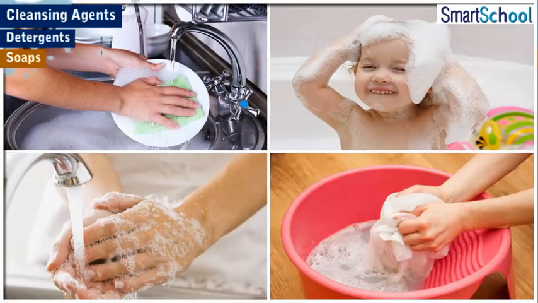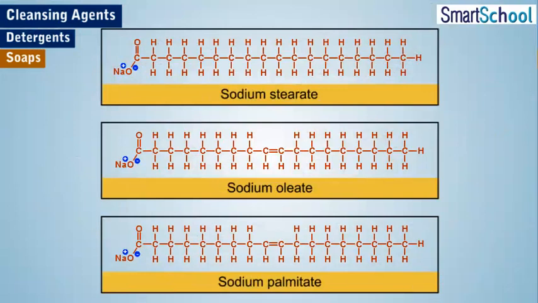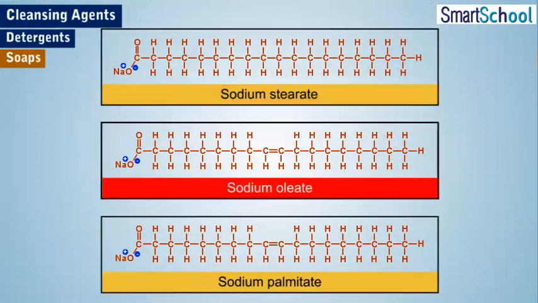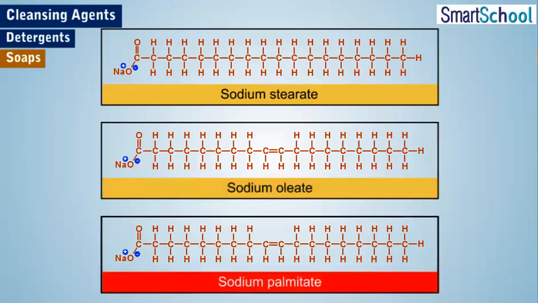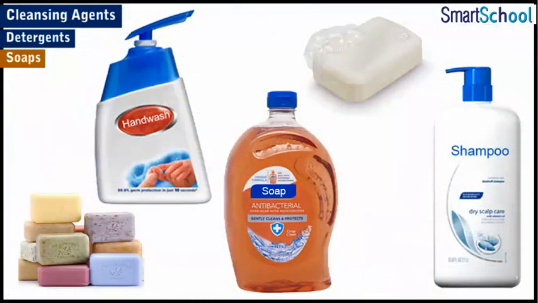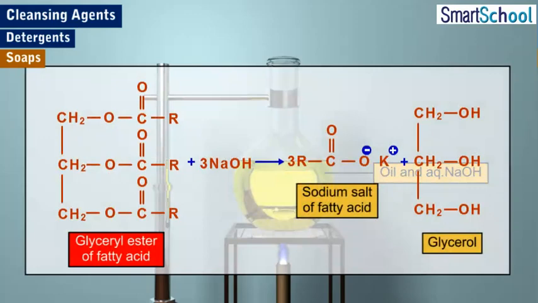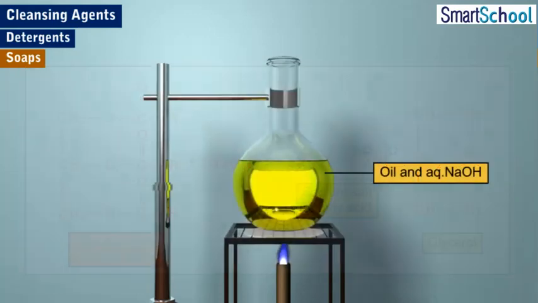Soaps used for cleaning are sodium or potassium salts of naturally occurring long-chain fatty acids such as stearic, oleic, and palmitic acids. Soaps that contain sodium salts are formed by heating oil or fat of vegetable or animal origin, which is a glyceryl ester of a fatty acid, with an aqueous sodium hydroxide solution.